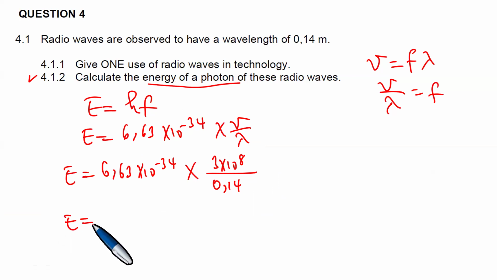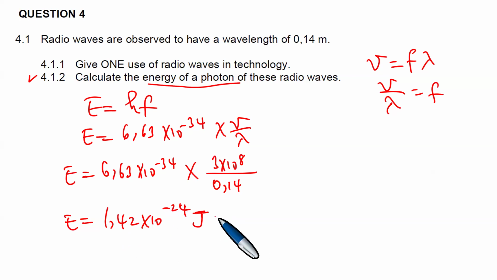And if you use a calculator here, it becomes 1,42 times 10 to the minus 24 joules. Okay, energy is measured in joules, so just take note of that. So you can be able to calculate the energy of a photon of light. In other words, this is the speed of light in vacuum, which is 3 times 10 to the 8th power. Next question.